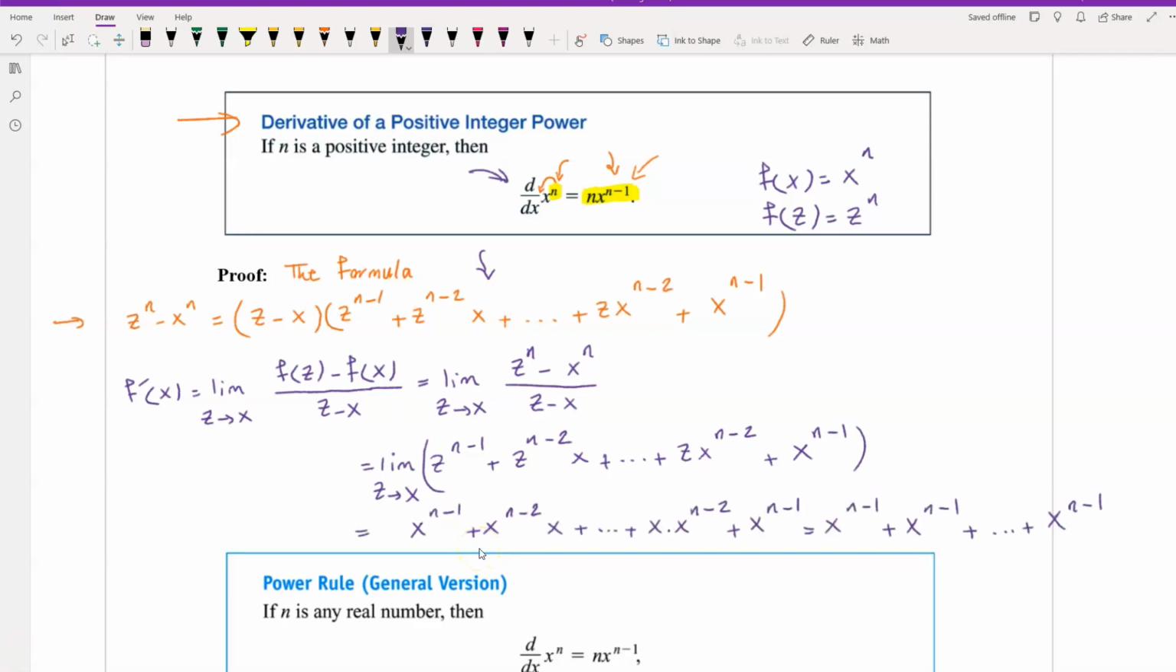So what I did here on this part, finding the limit as z approaches x, instead of z I used x. So we have x to the n minus 1, x to the n minus 2 times x. Then we have plus 3 dots plus, here instead of z we have x times x to the n minus 2 plus x to the n minus 1. Then here we have the same base but different powers, so adding our powers, we have n minus 2 plus 1. In this case we have n minus 1.